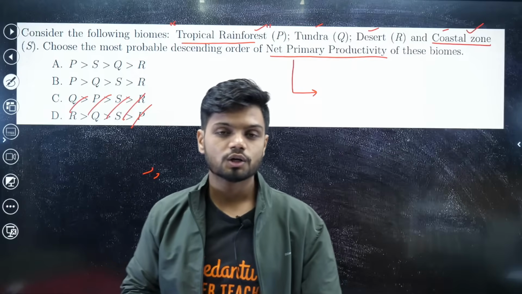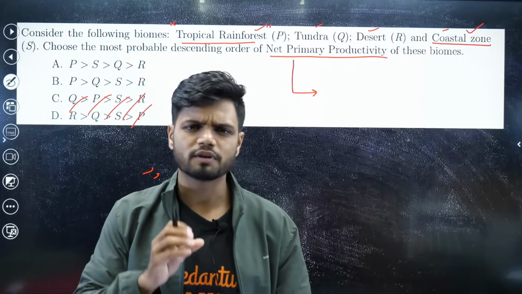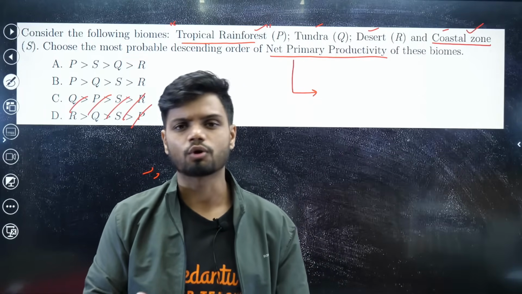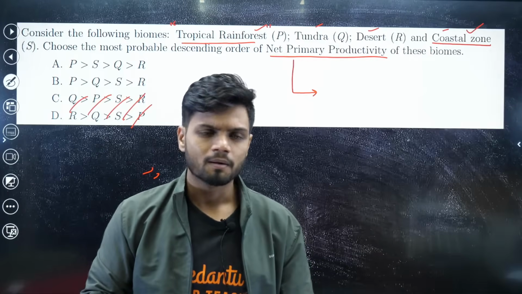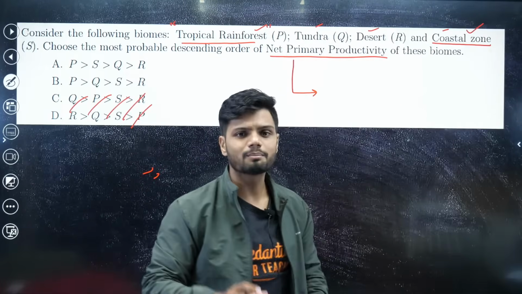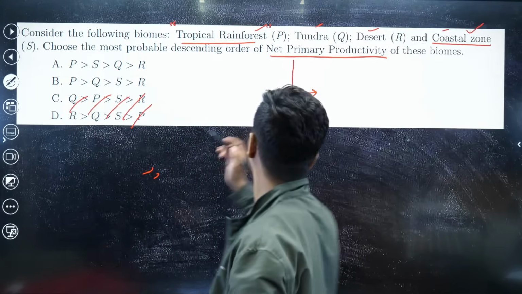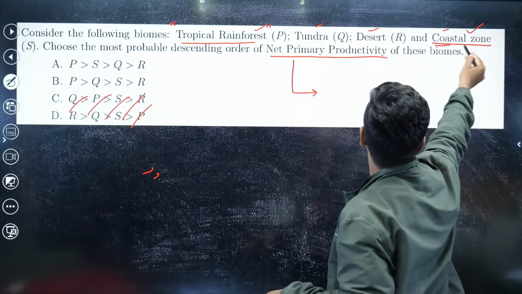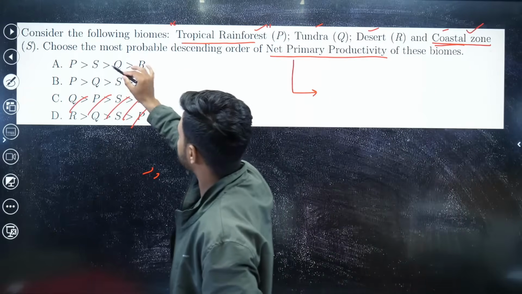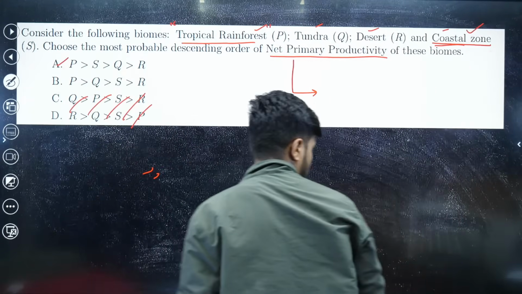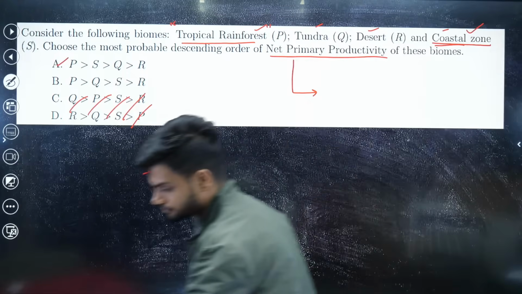What is tundra? Tundra region is nothing but very cold region, very cold climate. Desert also, all of you know, very hot. But comparatively in coastal regions, we might see some plants, a lot of coconut trees and so on. Second is going to be coastal regions. That's going to be PS. So the answer is A.